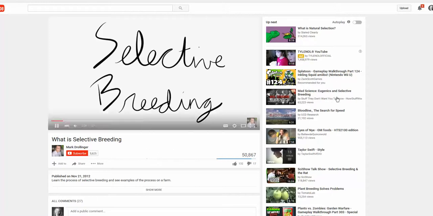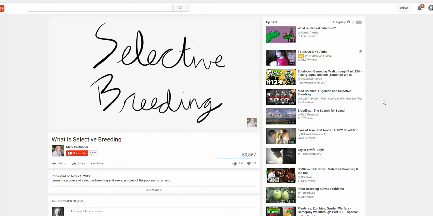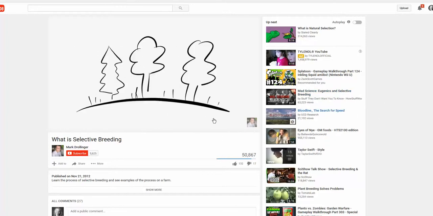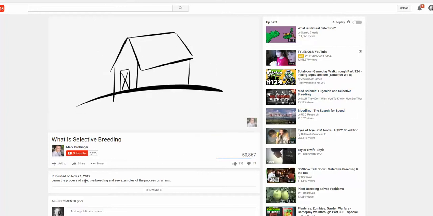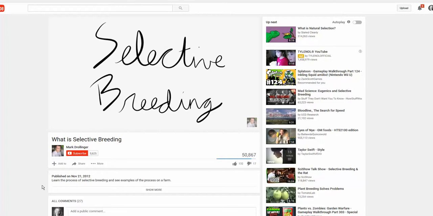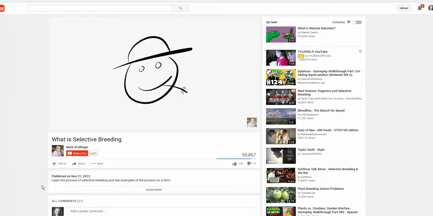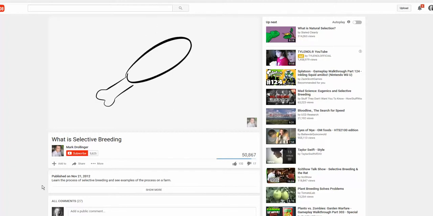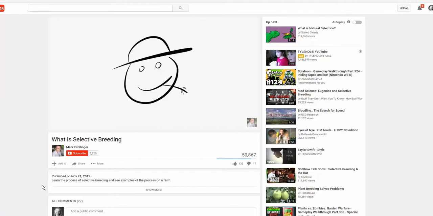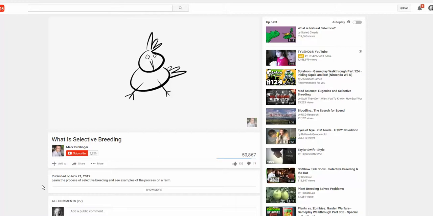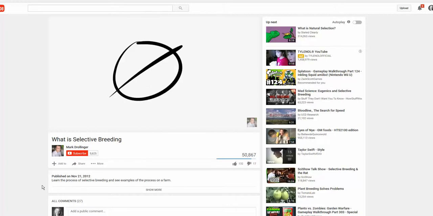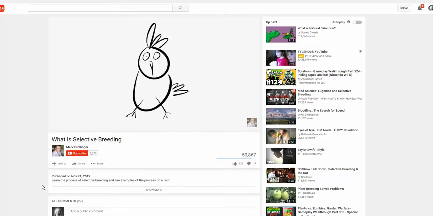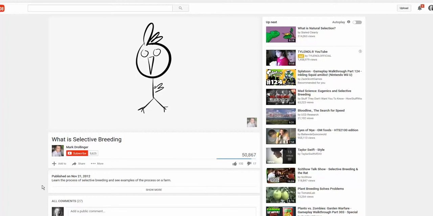Selective breeding. Selective breeding can be seen in many places. A farm has two examples of selective breeding at work. Let's say a farmer was raising chickens to sell for meat. The farmer would like all of his chickens to be large in size. But not all the chickens on his farm were big. Some of the chickens were skinny and didn't have a lot of meat.